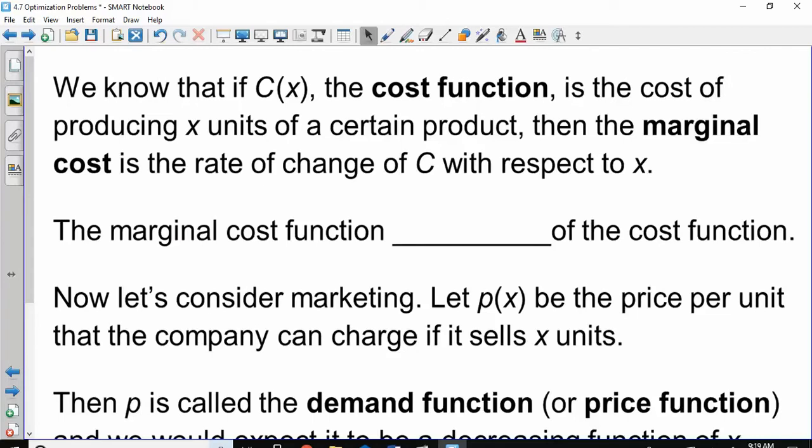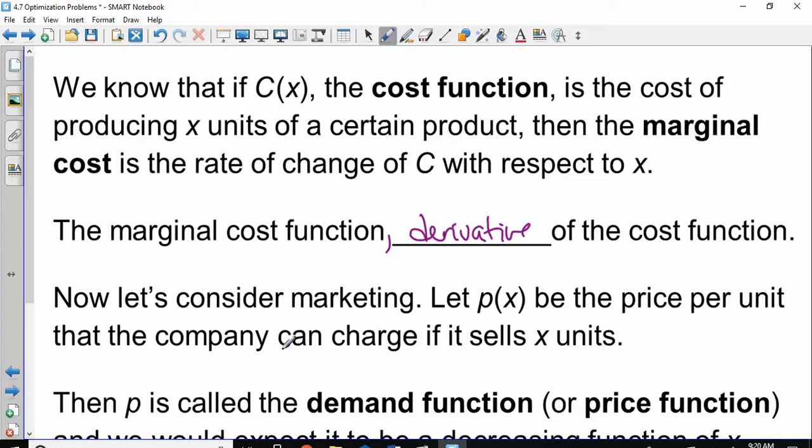So thinking about some econ stuff. C of x is the cost function. We've seen that before. We've talked about cost, marginal cost, those kinds of things. So that's cost of producing x units. We know marginal cost is the derivative. It's how the cost is changing at a particular time. So that's something that we've seen before. The marginal cost function is the derivative of the cost.